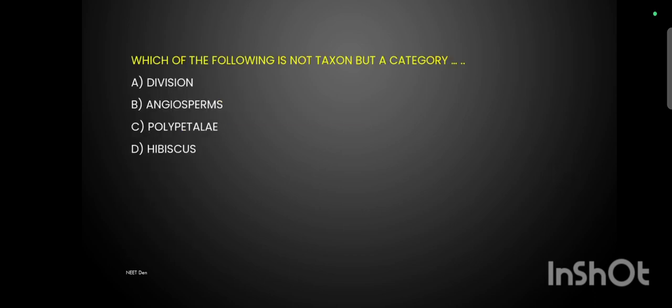Question: Which of the following is not a taxon but a category? The options are A, division, B, angiosperms, C, polypetalae, D, hibiscus. So the answer here is A, division, that is, division and phylum are categories of the same taxon. So they are categories.